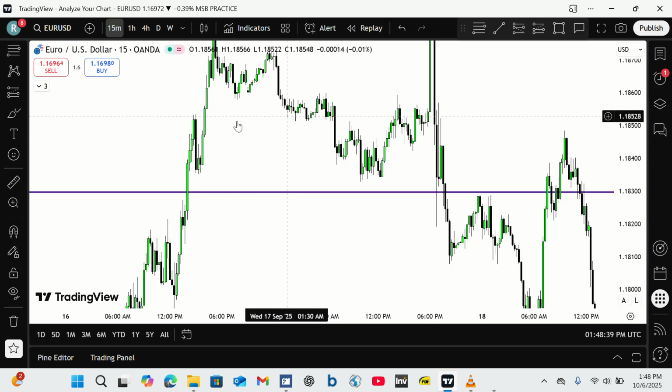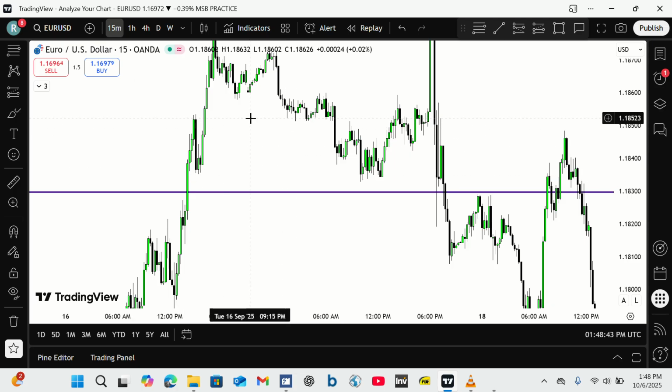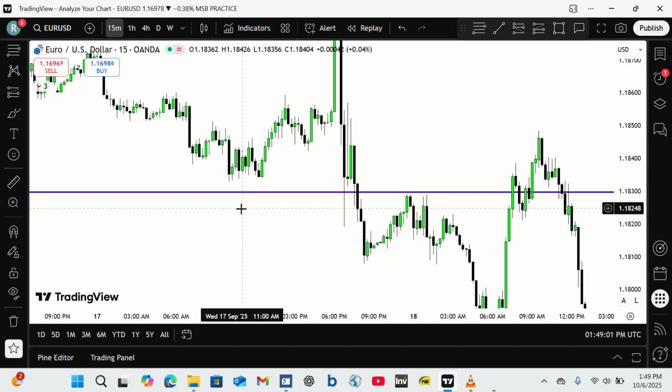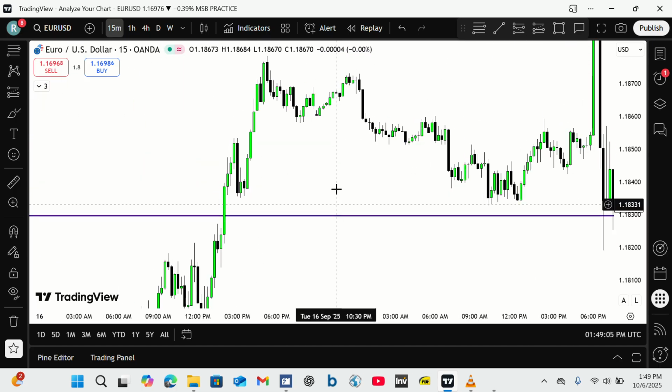So the things that I'll be tackling are swing points, support and resistance or key levels, liquidity pools or stop hunts, and then the power of three or the accumulation, manipulation, and distribution. So let me start with the swing points first.